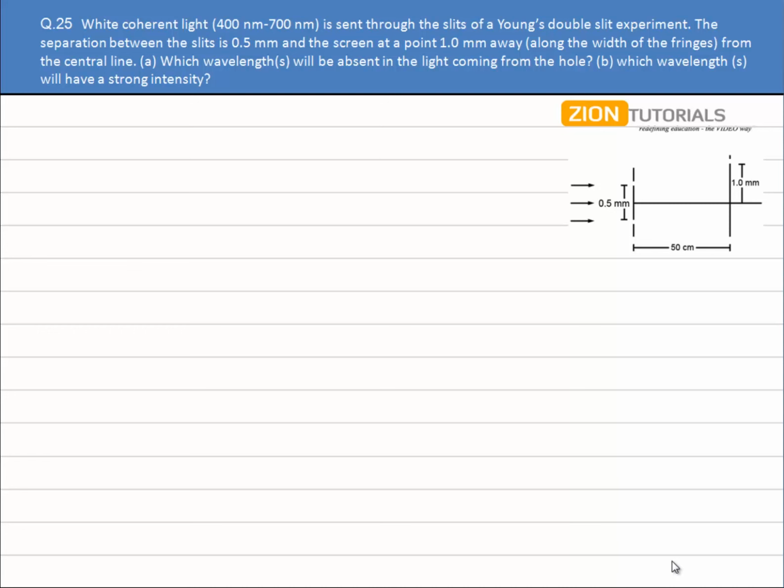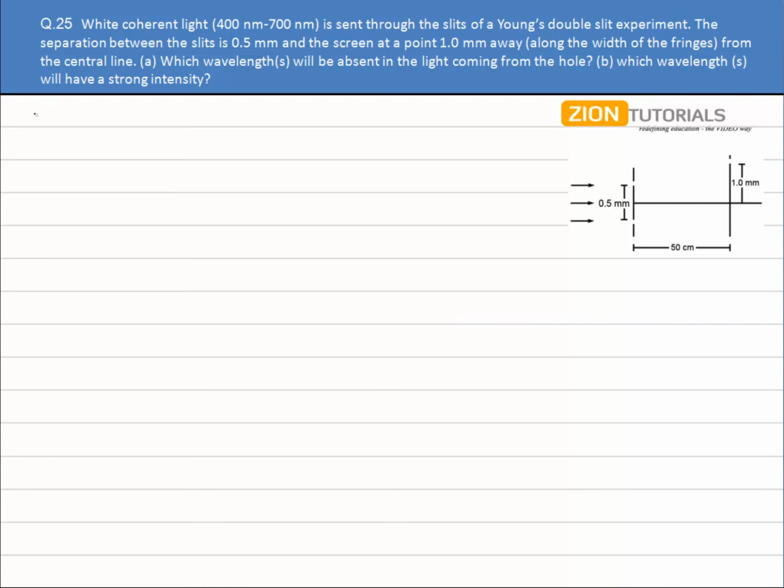White coherent light is sent through the slits of YDSE. The separation between the slits is 0.5 mm and the screen is at a distance of 50 centimeters from the two slits. There is a hole in the screen at a point 1 mm away from the central line. Which wavelength will be absent in the light coming from the hole and which wavelength will have the strongest intensity?